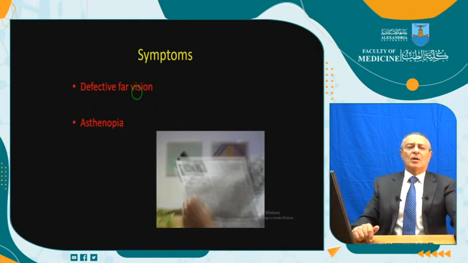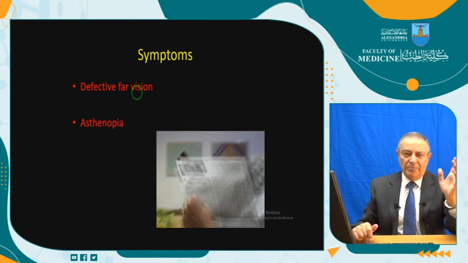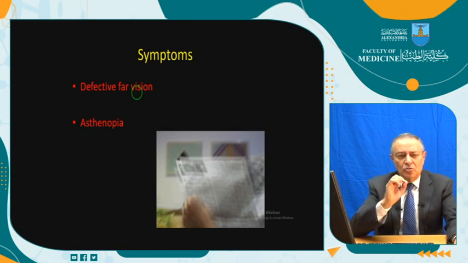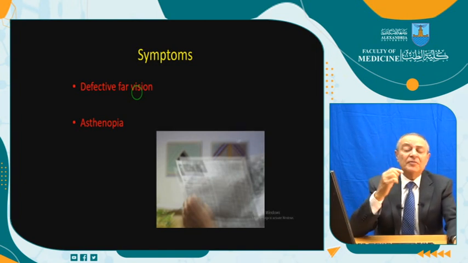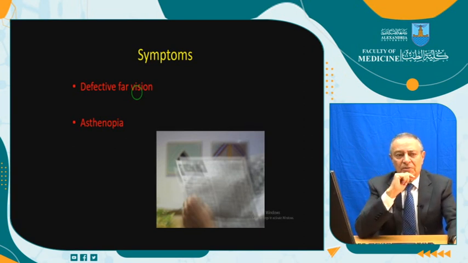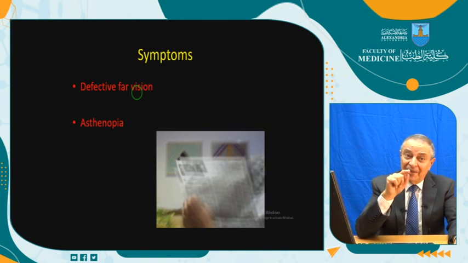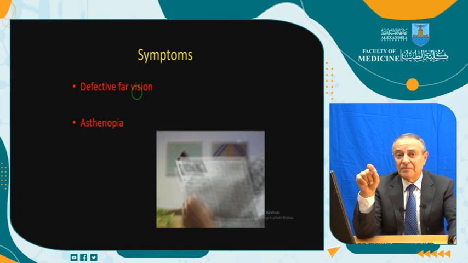What are the symptoms? What will the patient feel? The far vision is not perfect. Everything has a shadow behind it. Very little shadow. It can be a large shadow, of course, according to the degree. And because of this, there is no focusing, and there will be asthenopia, there will be headache. As you have seen in symptoms of myopia, no headache, only not seeing far clearly. In hypermetropia, headache. In astigmatism, headache. You are seeing the difference?